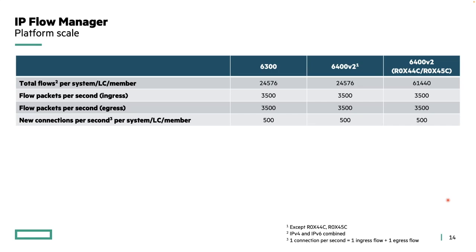For the 6400 V2, those two line cards specified, the max total flows per system, or rather per line card, 61,440 for those two. Flow packets per second, ingress and egress, 3,500 packets per second each across all three system variants. And the number of new connections per second, that's one ingress flow plus one egress flow, 500 new connections per second across all three platforms.